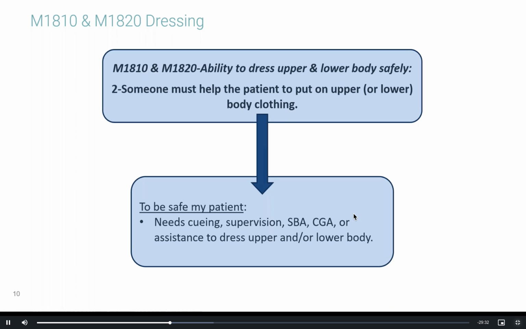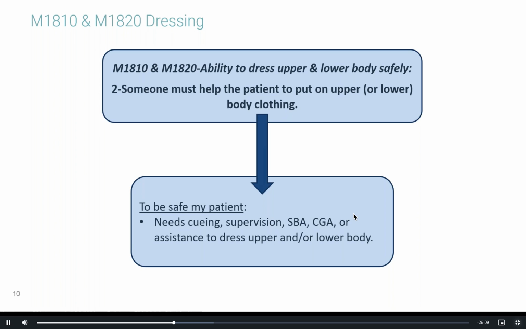It could be cueing or supervision, or it might be I need to just be standing by to help them, or I have to have some light touching assistance, that contact guard assistance, or maybe I have to directly assist them with a portion of the dressing process. So if they need help with the majority of their dressing, all the different tasks or clothing items, then I'm going to say response 2 will apply.